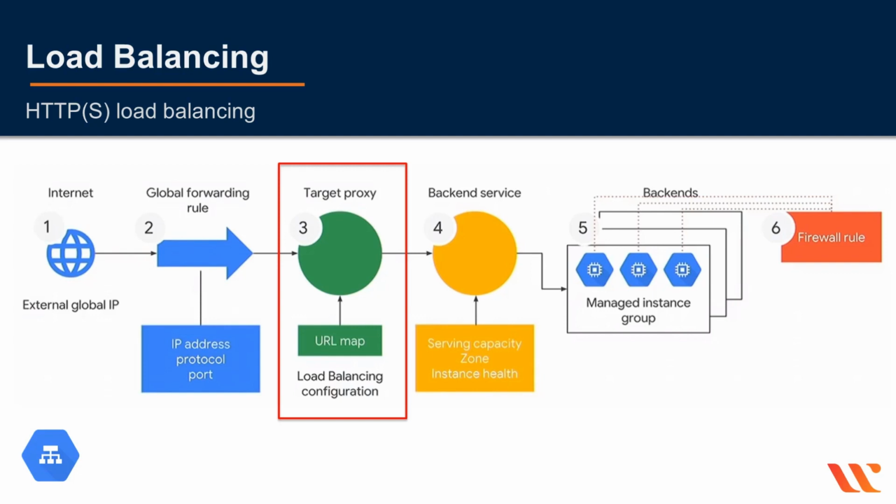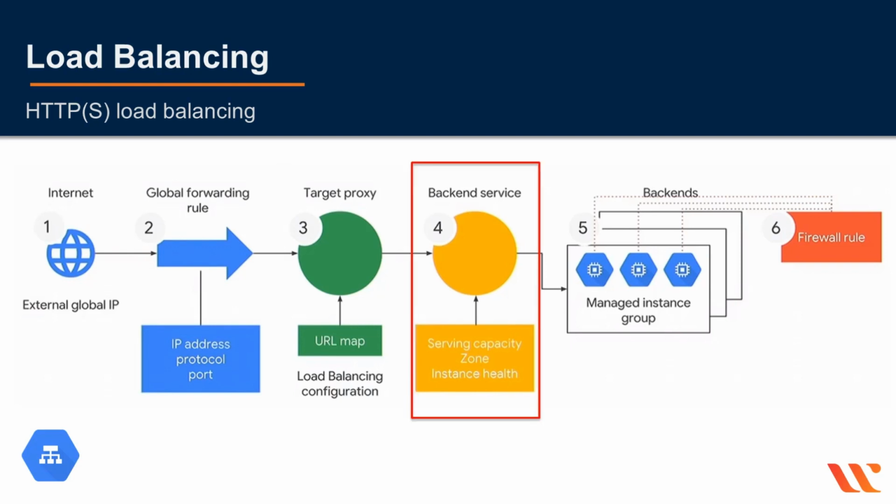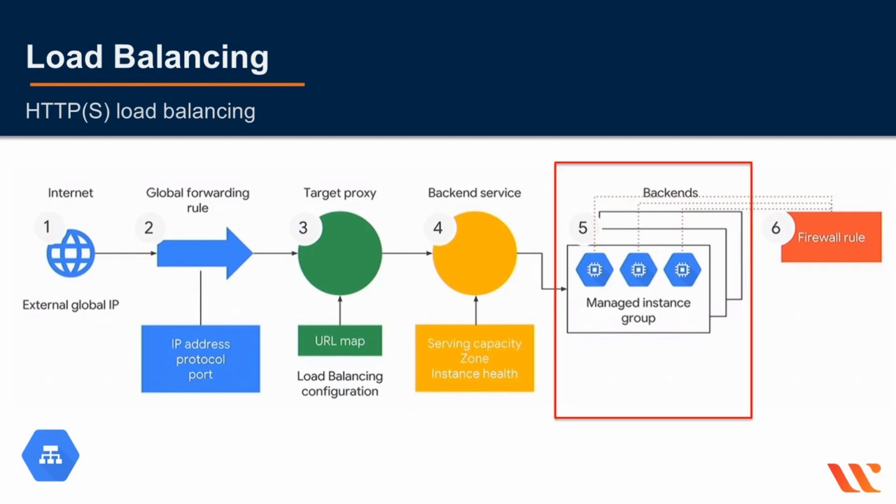URL maps map URLs to specific backend services. This can be a VM or a microservice. Then it goes to the backend services. Backend services can be managed instance groups or network endpoint groups. This is also where you can configure capacity and monitor for health checks.